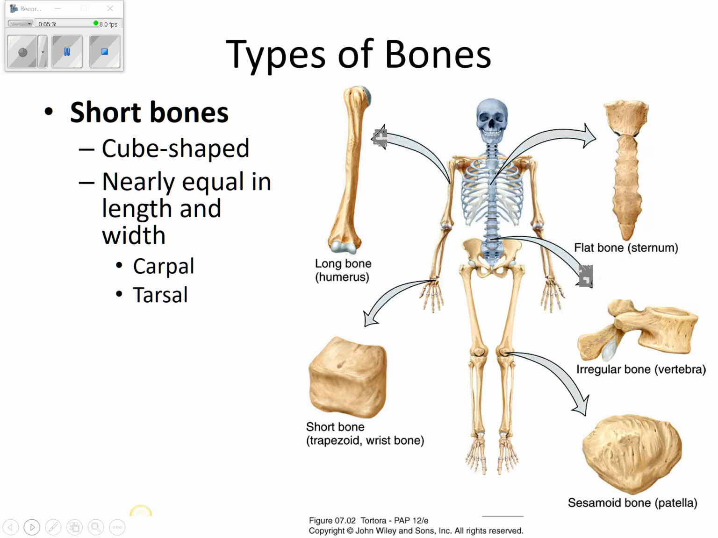Next, you have your short bones. These are going to be your cube-shaped bones. They're going to be the ones in your wrists and in your ankle area, so your carpals and your tarsal bones. They're nearly equal in length and in width, so you can see that here.